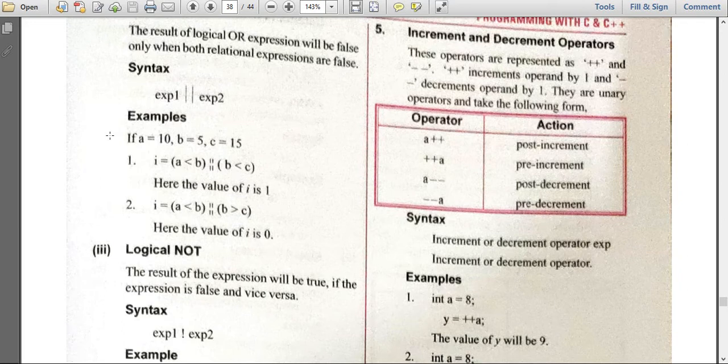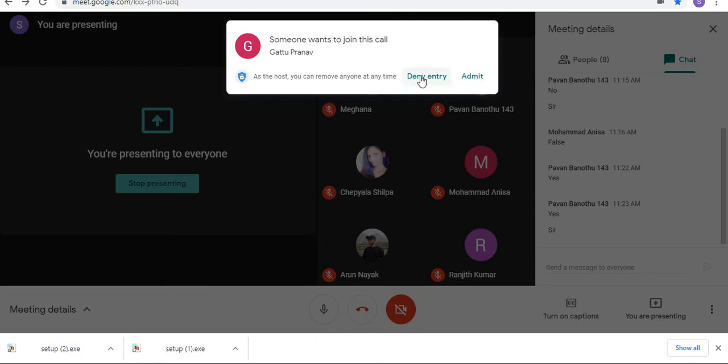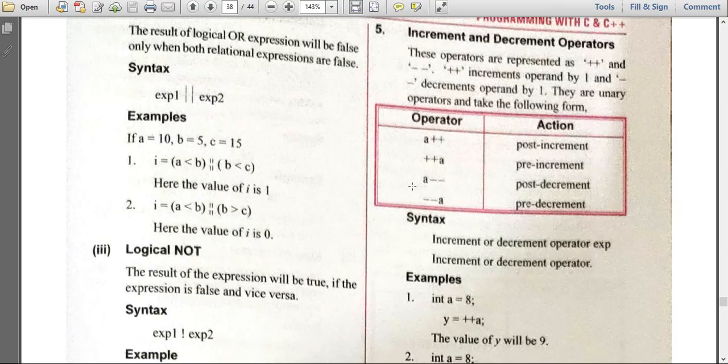We can use that operator either before the variable or after the variable. a plus plus is post-increment, where the operator is used after the variable. Plus plus a is pre-increment, where I have used the operator before the variable name. Before the variable is pre-increment, after the variable is post-increment.